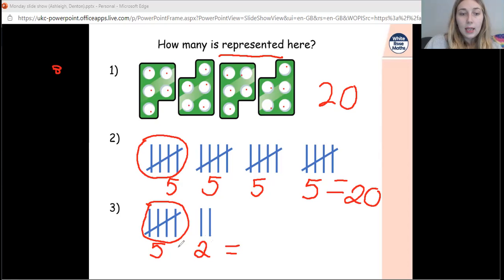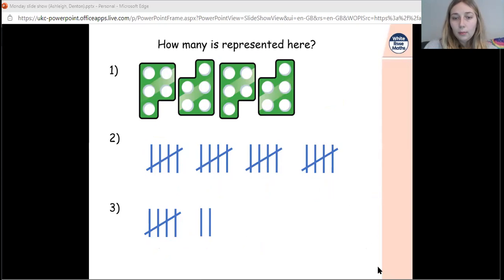Now let's do some adding. 5 add 2, 5, 6, 7. Good job. 7 tally marks. Okay, well done. I hope your brains are nice and warm. Let's clear all my drawings. Brilliant. And we can move on to the next question.